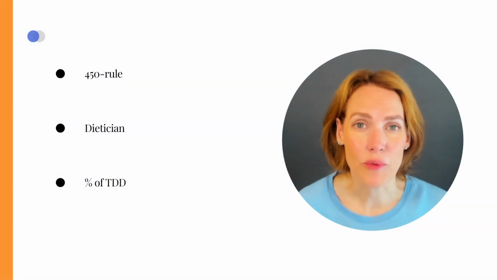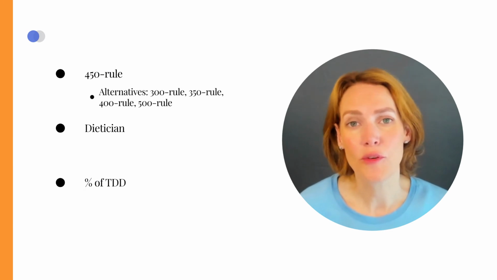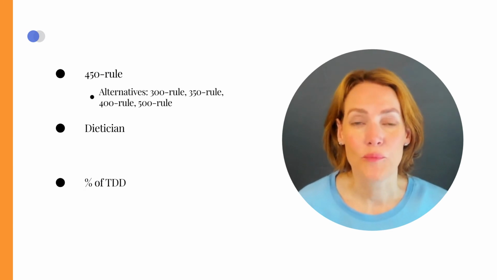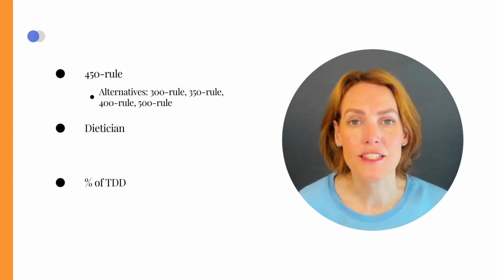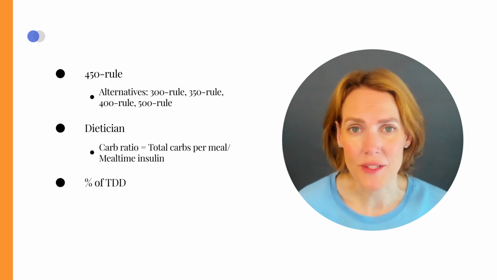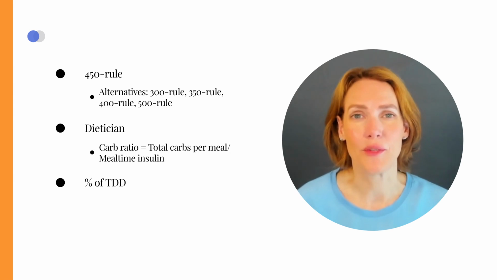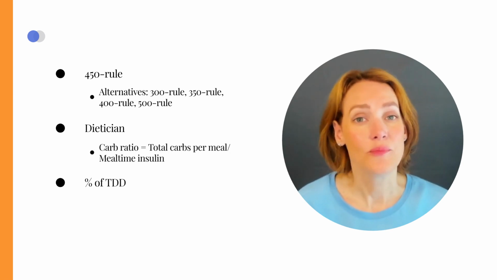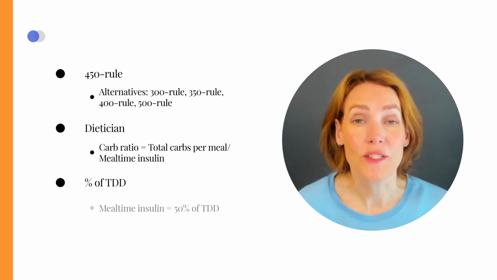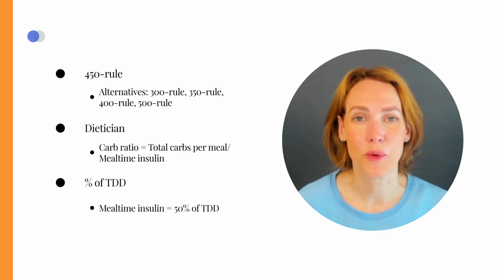Alternatively, some healthcare providers use the 300 to 500 rule to calculate the carb ratio. Another method involves a dietitian calculating the actual carbohydrate intake, which is then divided by the units of insulin injected. Lastly, one can take a certain percentage of the total daily dose for meal boluses.